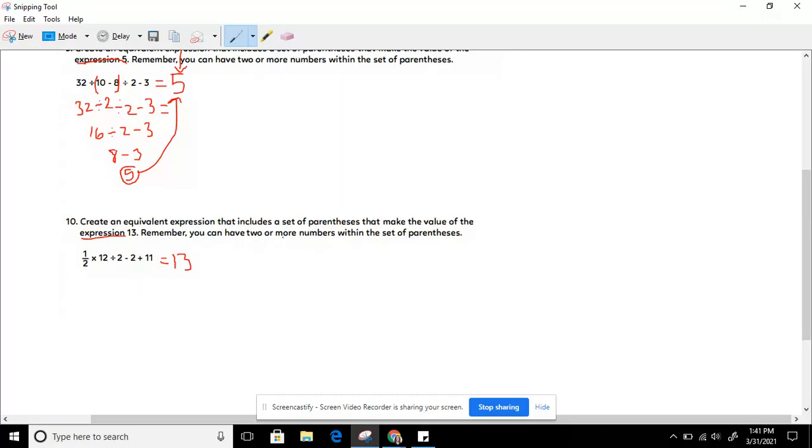Okay, so just remember that hint. You need to put the parentheses around 3 numbers. Here I put it around 2, but I'm telling you right now, in number 10, you're going to need to put the parentheses around 3 numbers.